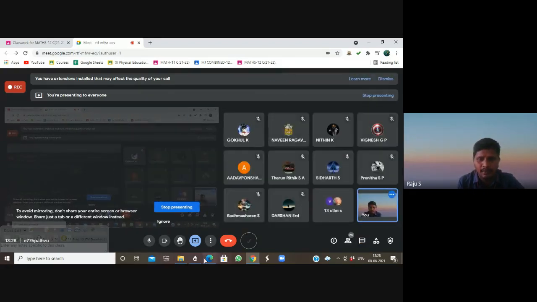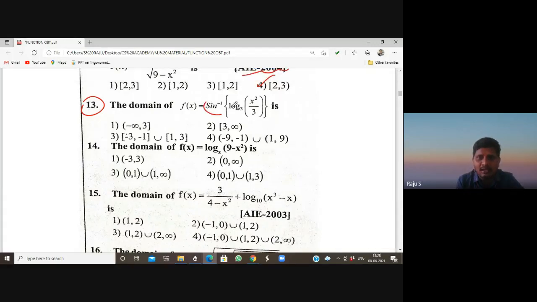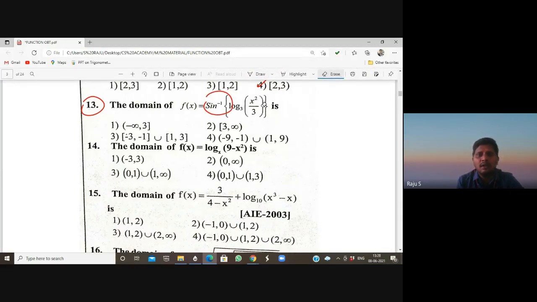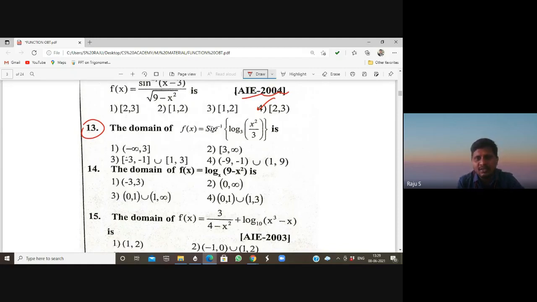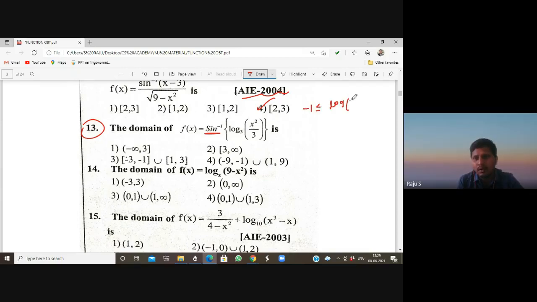Okay. Now coming to the next question, 13th question, domain. Domain means we need to find x values. First, sine inverse is there. I want to eliminate one function. First, I want to remove that sine inverse. Since we know that sine inverse lies between, what is the domain of sine inverse? -1 to 1. Yeah, -1 lesser than or equal to log of x squared by 2 lesser than or equal to 1.